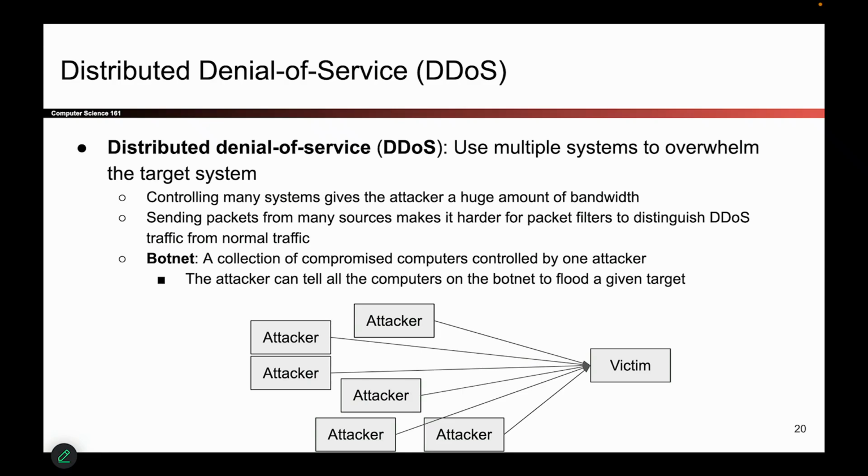There's actually a term for a lot of computers under the control of one attacker. It's called a botnet. And the idea is that the attacker uses some sort of vulnerability, like a buffer overflow, to compromise a whole bunch of computers. And now that all the computers are controlled by the attacker, they can force all of them to flood a specific target server in the hopes of taking that server down.